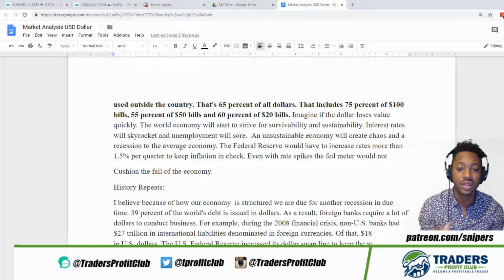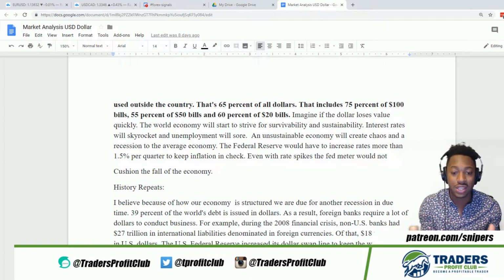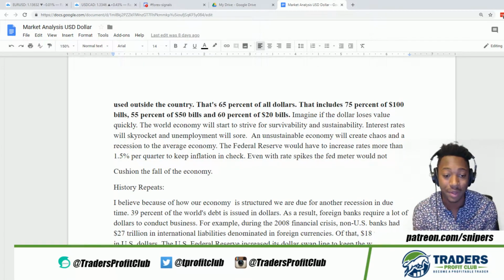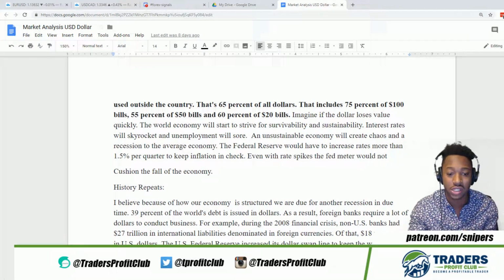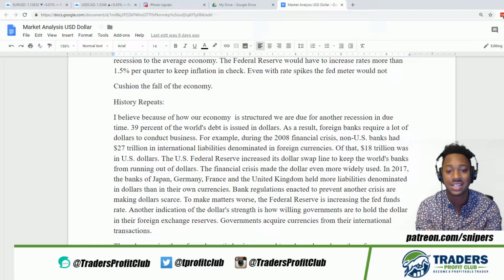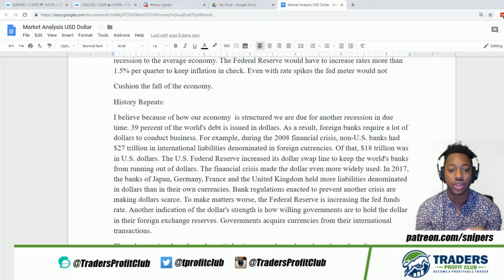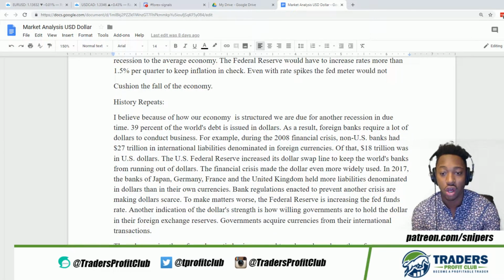An unsustainable economy will create chaos and recession for the average economy, which it will, right? We had a $1 trillion deficit, and a deficit decreases the stimulation or the stability of the economy, right? So we're in a $1 trillion deficit. Right now in 2019, what we're going to see is this: 39% of the world's debt is issued in the US dollar, right? We have a $1 trillion deficit.